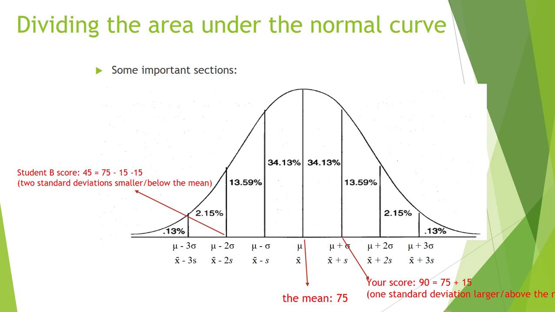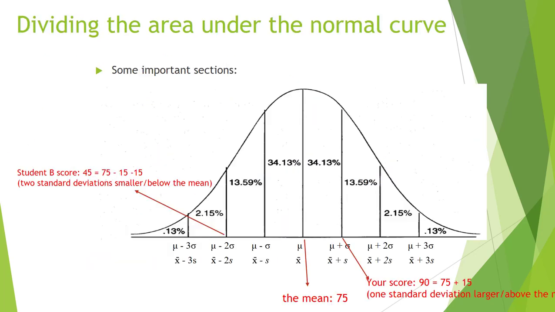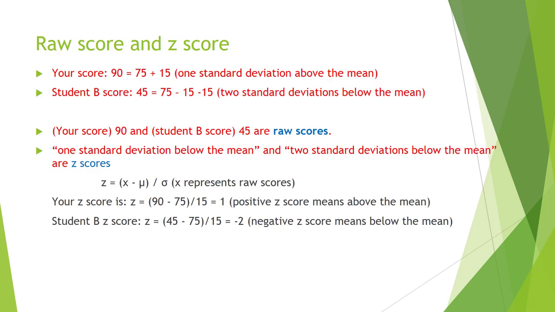Okay, now go back to my question. Your test score is 90. What is the percentage of students who scored higher than you? So tell me, where is the area that shows higher than you. Let me go to my, I'm sorry.